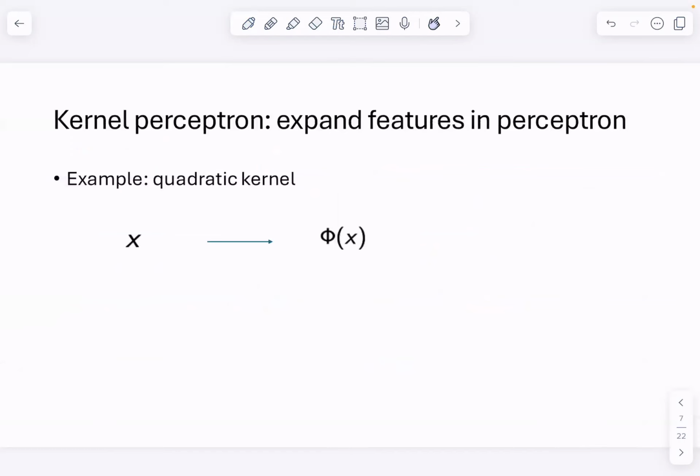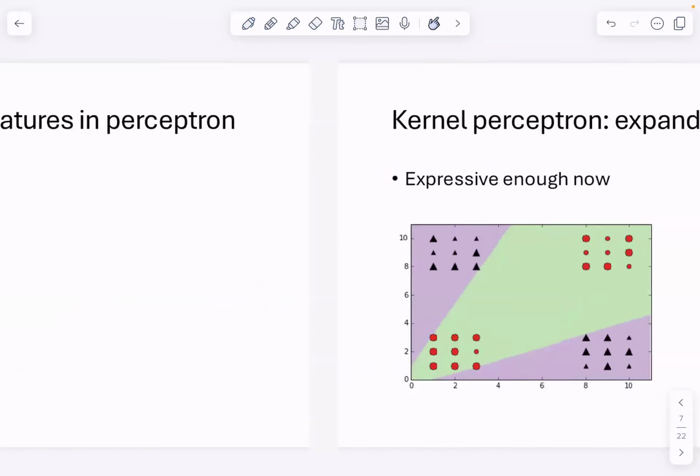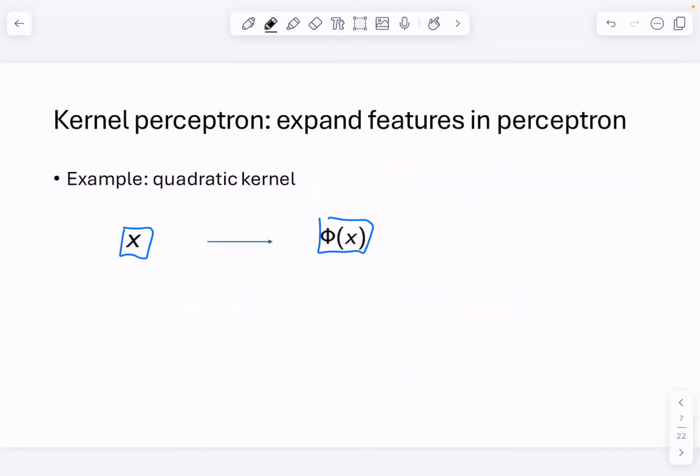And the benefit is, and we can do an example. Remember the key difference: we replace the original feature x with a new set of features phi(x). An example of this is the quadratic kernel. For example, if our original features are x1, x2, up to xd, this is a d-dimensional feature space. This is our original feature set.